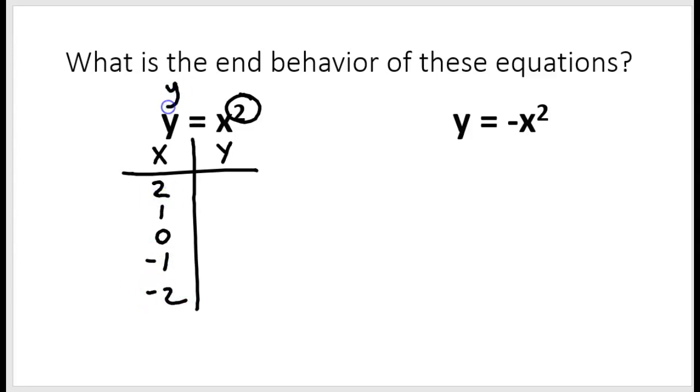If I plug in 2 for x, I get 2 to the second power, which is 4. So my y value would be 4. Let's plug in 1 to find the next y value. It's going to be 1. If I plug in 0, I get 0.